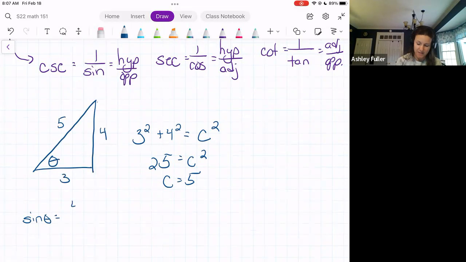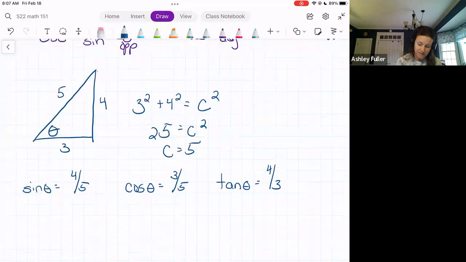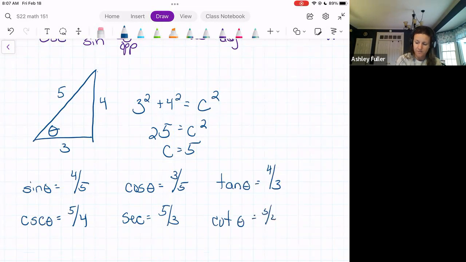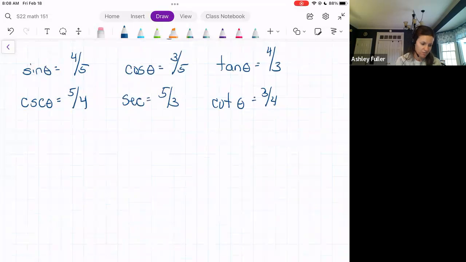Sine is opposite over hypotenuse, 4/5. Cosine is adjacent over hypotenuse, 3/5. And tangent is opposite over adjacent, 4/3. And then these lead directly to cosecant is 5/4, secant 5/3, and cotangent 3/4. Just to point out, this is one of what's called our special triangles. If you have sides of length 3, 4, 5, you have what's called a 3, 4, 5 triangle. And this can also relate in terms of ratios, if the ratio of the sides is 3, 4, 5.